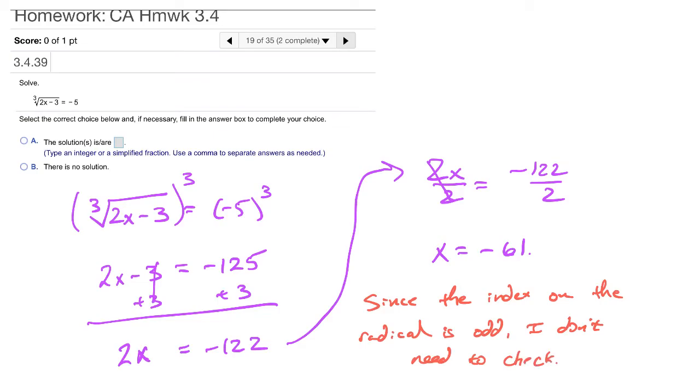Okay, so that's a handy thing to remember, just in case you're in a situation where, okay, as long as I've got an odd index on the radical, and remember the odd index on the radical, that's what we're talking about when we're saying the 3. So the 3 is the index on the radical, it's odd, so I don't need to check anything, and x equal to negative 61 is going to be my solution.